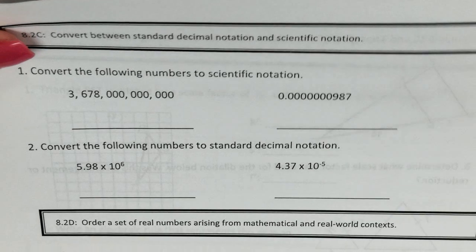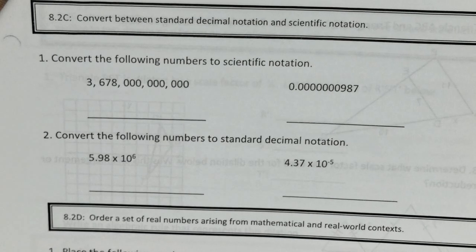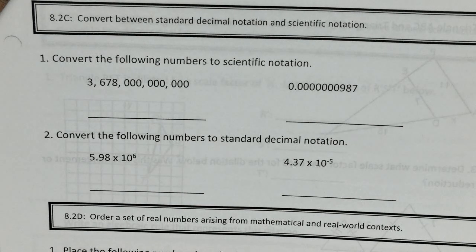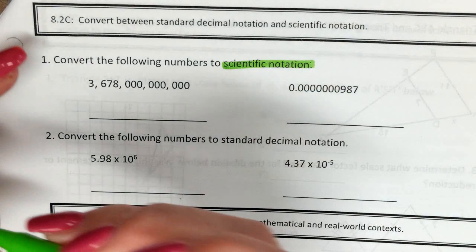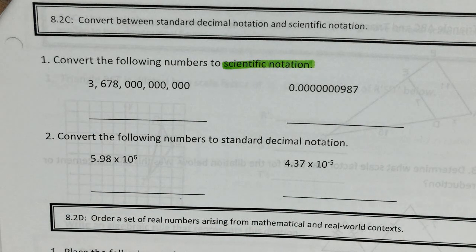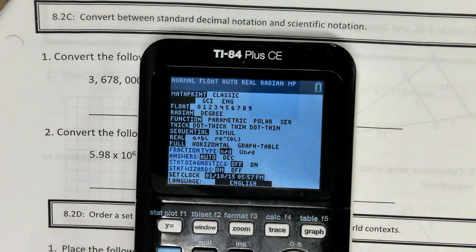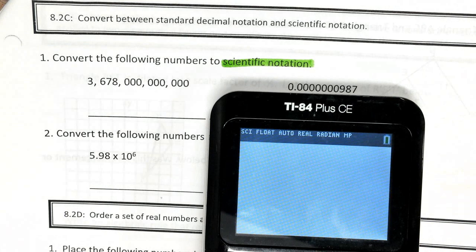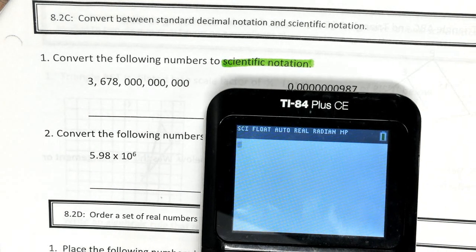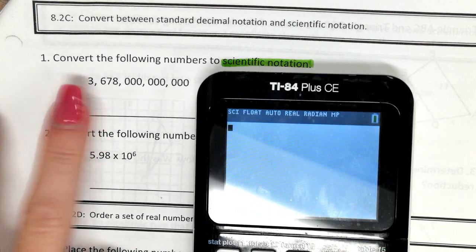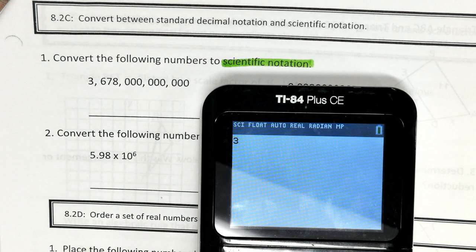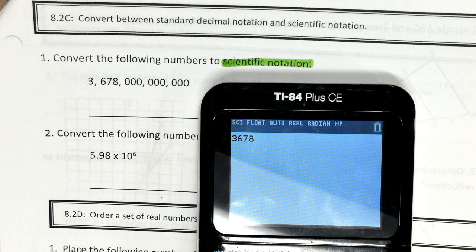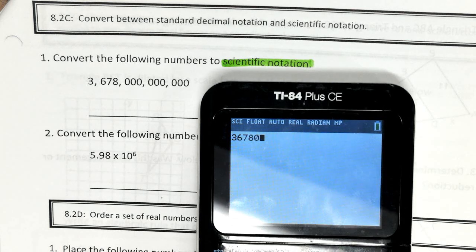Now it wants us to convert these numbers to scientific notation. Who remembers where we go in our calculator? Mode, SCI. So everybody go to mode. Change it to SCI. And then go back to your home screen. Do you type the commas? No. Do you type decimals? Yes. So right here I'm going to type in 3, 6, 7, 8 with 9 zeros.